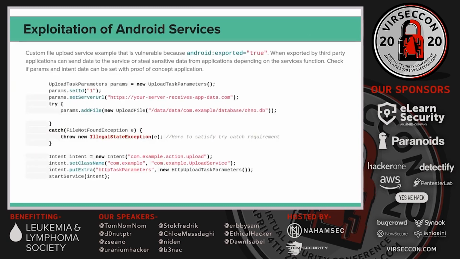Exploitation of Android services. This is using a third-party upload service that allows you to specify your own server and add a file that is saved to a public directory, and then send it with an intent to your server. The main reason this is vulnerable is because exported equaled true, and it accepted user provided input.